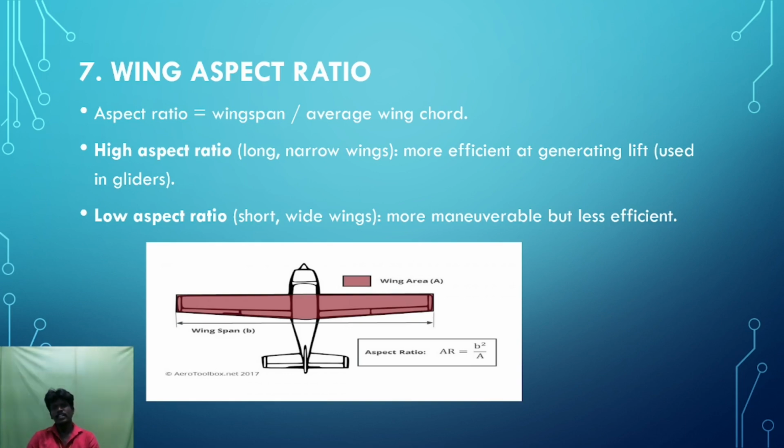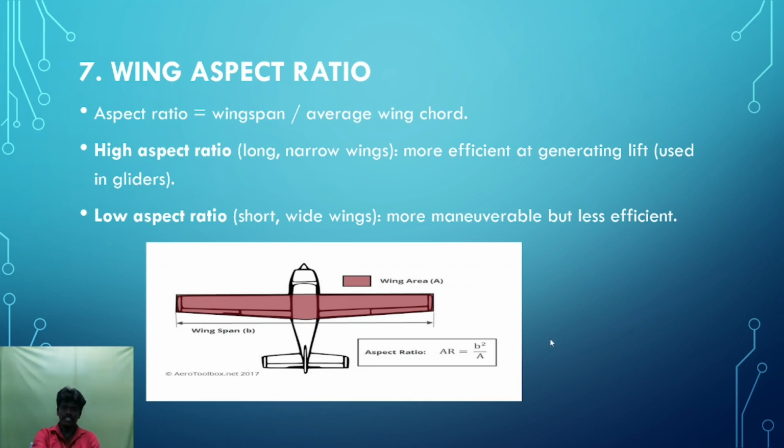Then the seventh one is wing aspect ratio. Aspect ratio is the wingspan of the aircraft divided by the mean aerodynamic chord. High aspect ratio means long and narrow wings. Low aspect ratio means short and wide wings. High aspect ratio is more efficient at generating lift, for example, used in gliders. Low aspect ratio is more maneuverable but less efficient.